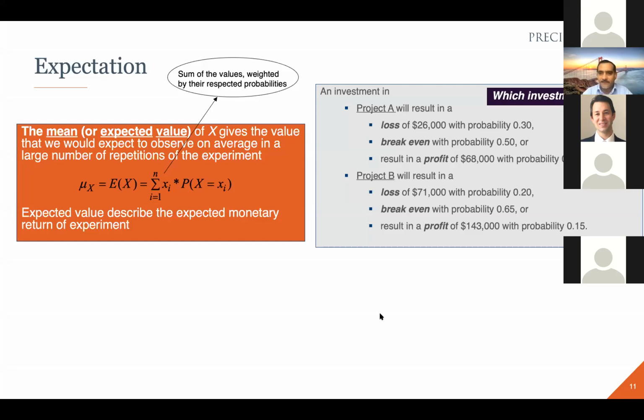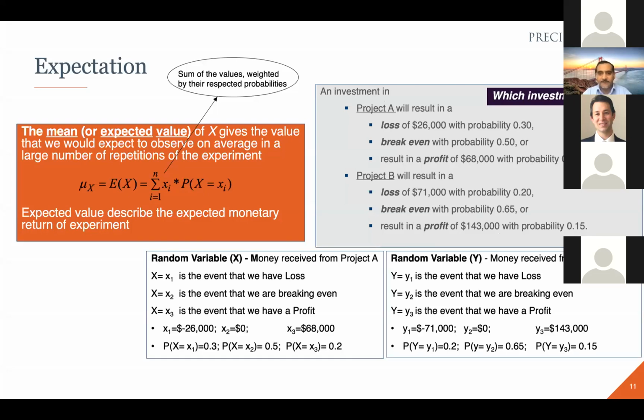So there are three possibilities in project A. You can lose, you can break even, or you can profit. Same thing in project B. You can lose some amount of money with a certain probability, you can break even with a certain probability, and you can profit with a certain probability. If you have two projects like this, which one is better? Expected value is very useful in this regard, and you can calculate it.